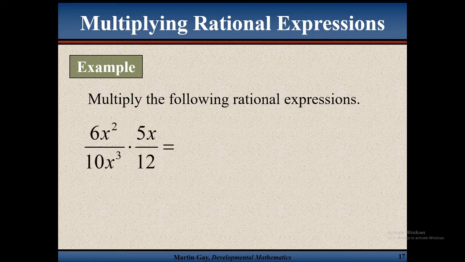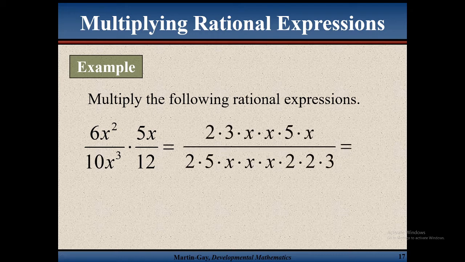Let's multiply the following rational expressions. So that's p over q times r over s, that's pr over qs. Therefore, this will result to 2 times 3 times x times 5 times x over 2 times 5 times x times x times 2 times 2 times 3. So why do we do that? It's because we can cancel out common terms to find the very simplest form of the answer. So the answer would be 1 over 4.